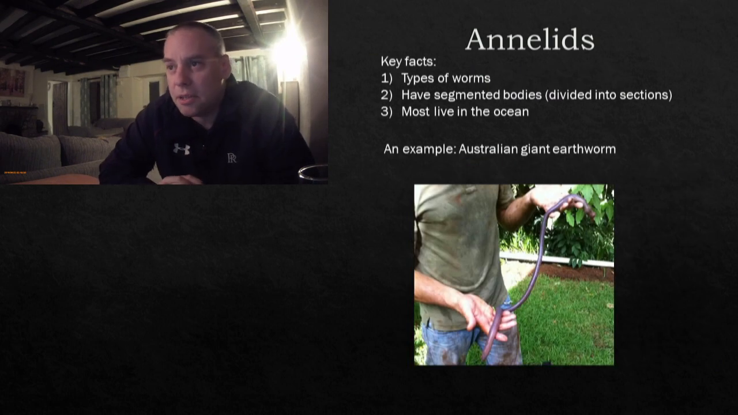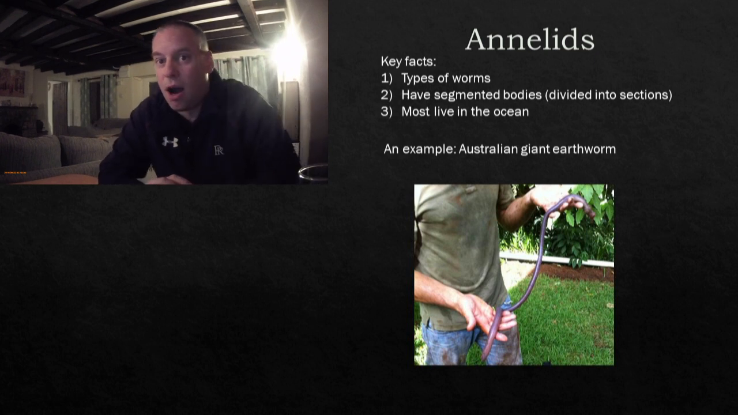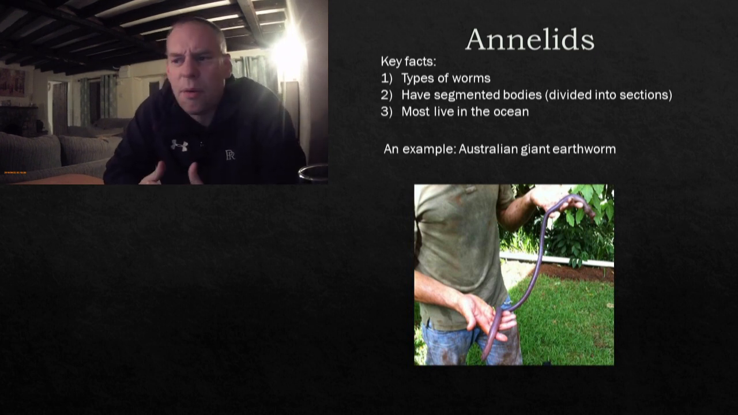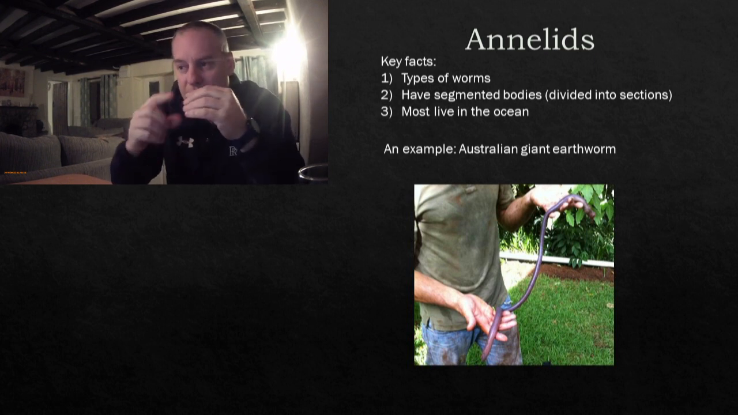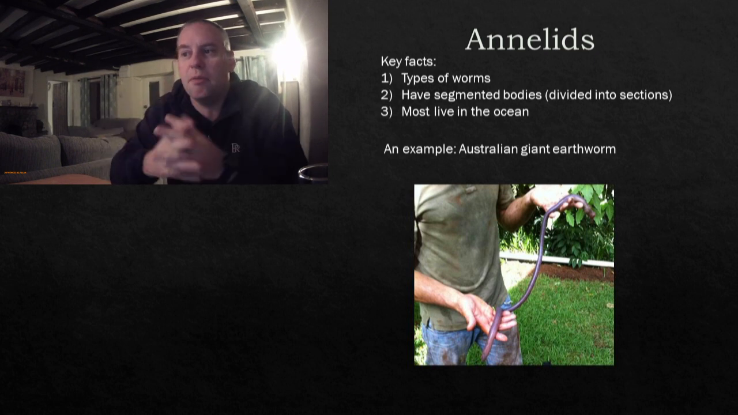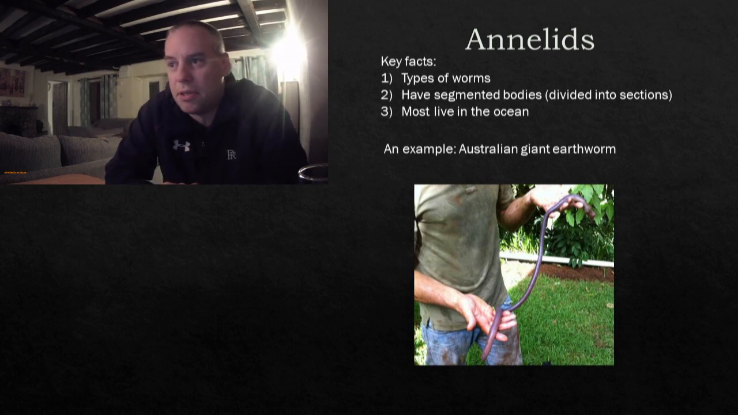Let's start with annelids. Annelids, as I said before, are a type of worm. There are other types of worms, but I've just focused on annelids because that's probably the worms that you're most familiar with. These types of worms have segmented bodies. That means that each of their bodies is in segments, and you can see the rings that go around them that divide each of the segments.